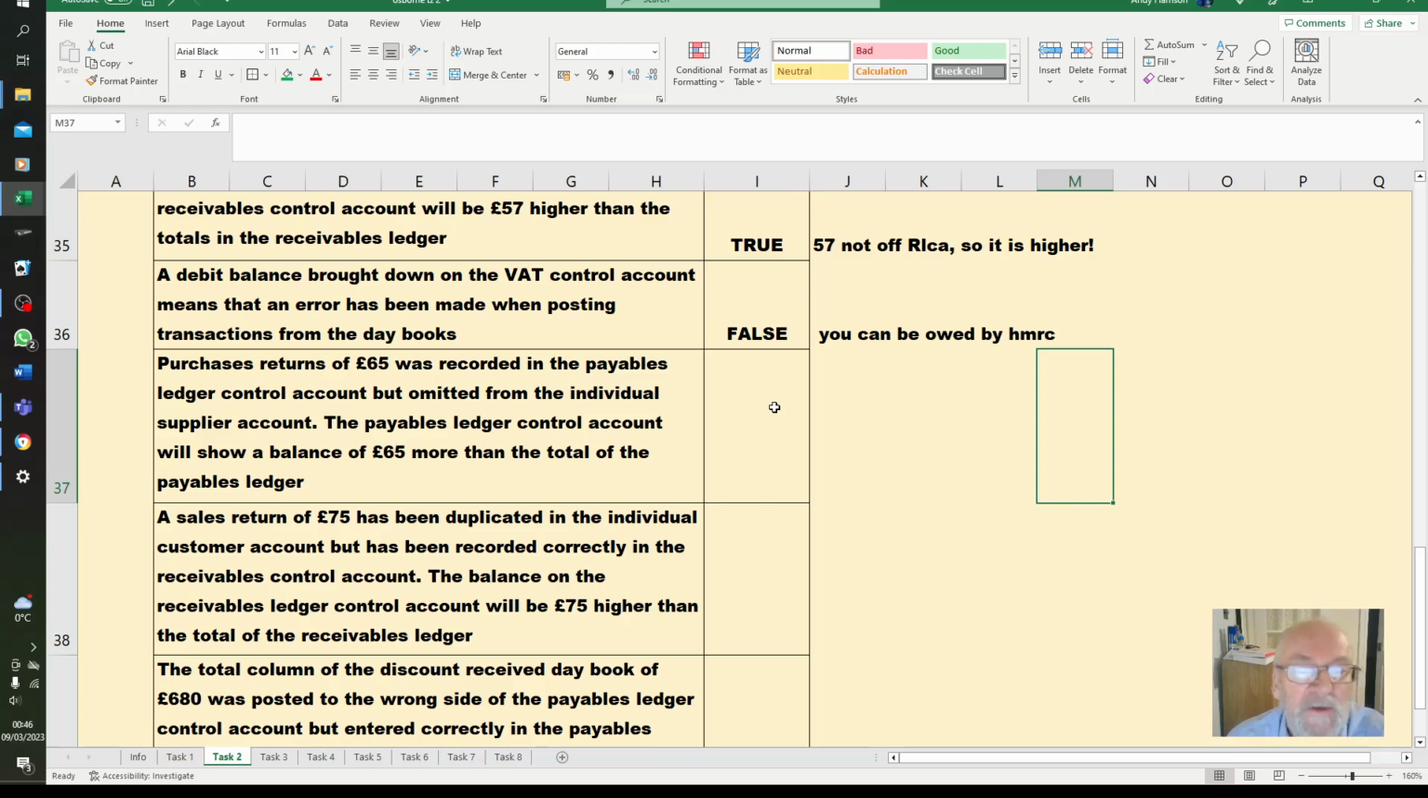Purchase returns anyway. 65 in the payables control account. So the payables ledger control account is okay. It's been reduced by the 65. But the individual account it wasn't in, which would make the individual account, because it's a return, higher. Wrong way round.